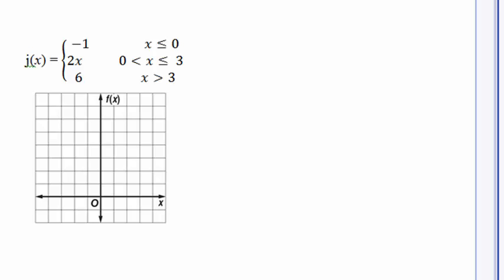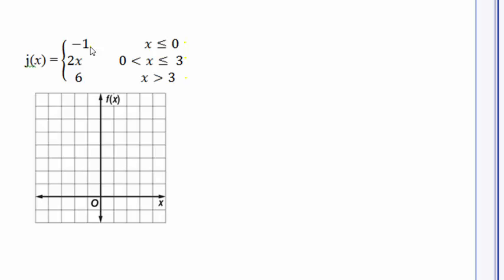On this problem, we're given a function in piecewise form, and we have to graph it. As we have three parts, three pieces in the equation, we're going to have three pieces to the graph. The first piece is y = -1. For all x values, you always have -1.